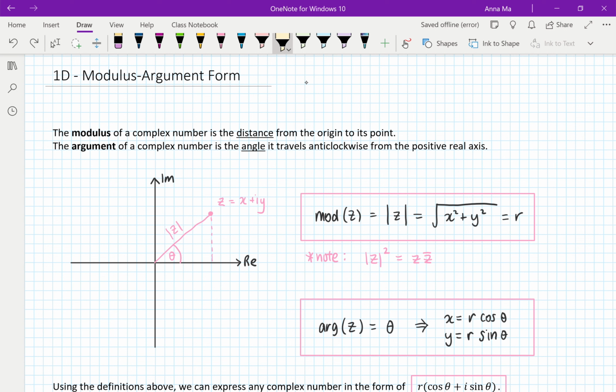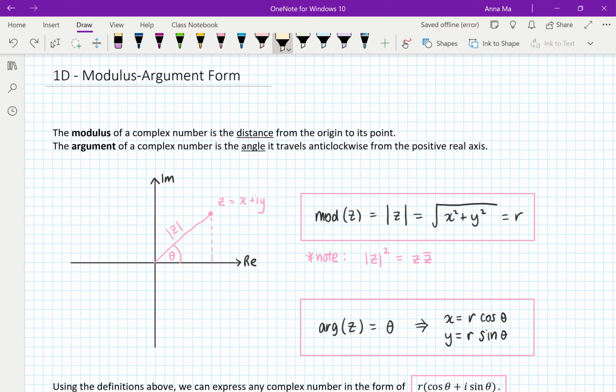Just note that if you have the modulus of z squared, then it's the same as the multiplication of that complex number by its conjugate, because we know that z times z bar would equal the sum of the squares. So if we square the modulus, we will just get that product.